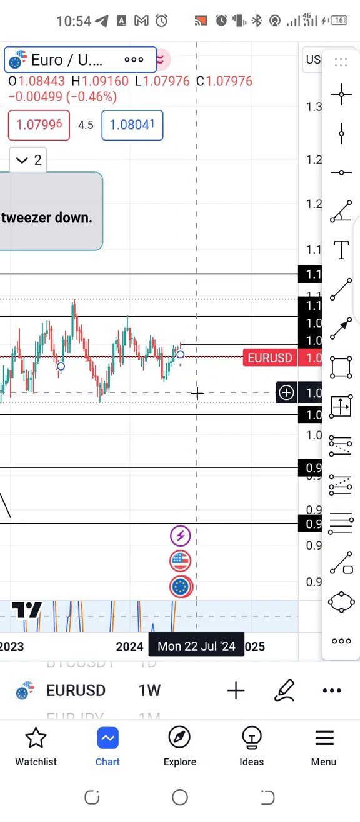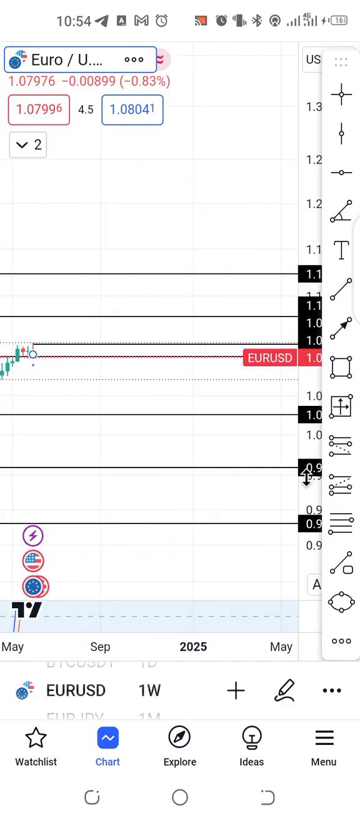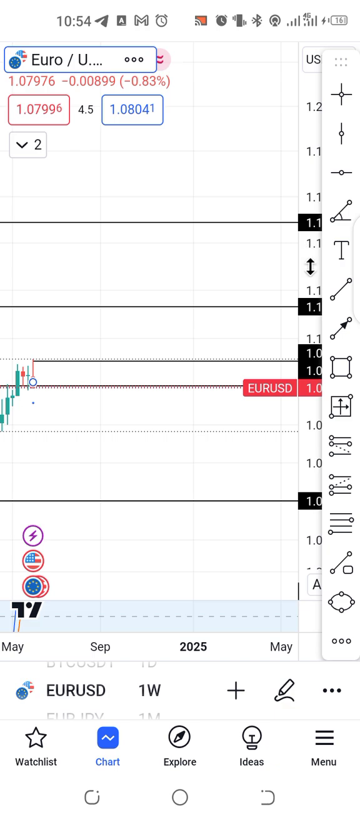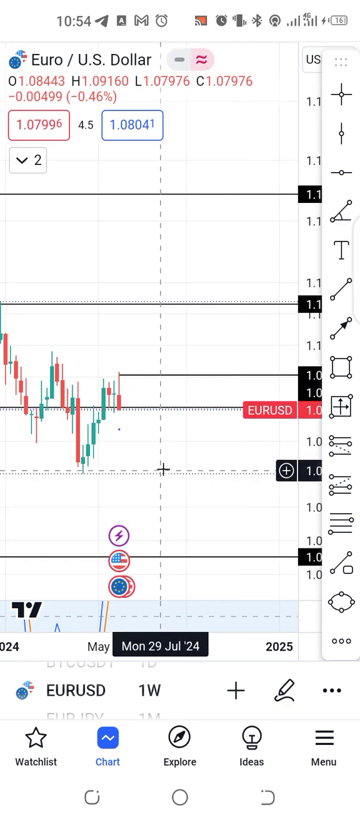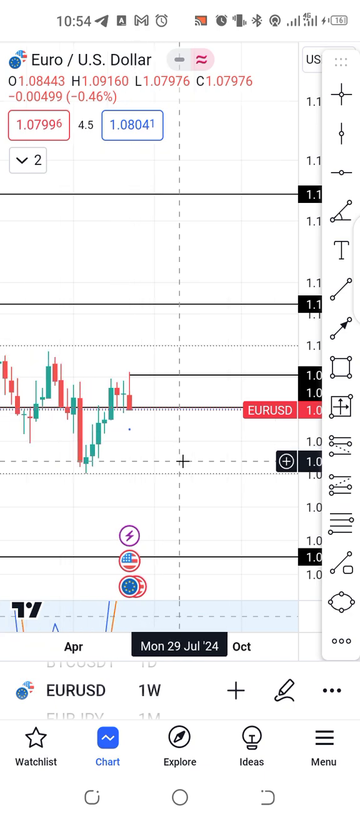Good. Now look carefully at what happened this week. We are going to use the top down analysis to analyze the market here. What happened this week? Now today it's 8th January.